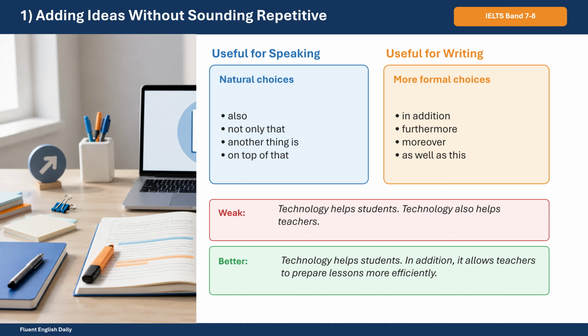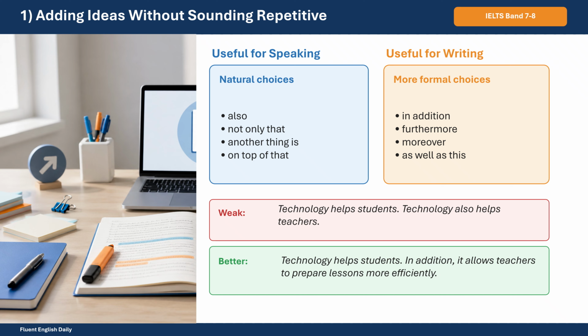In IELTS writing, more formal choices include in addition, furthermore, moreover, and as well as this. However, furthermore and moreover should not be placed in every paragraph. Overusing them can make your writing sound mechanical. Consider this weak example. Technology helps students. Technology also helps teachers. A better version is, technology helps students. In addition, it allows teachers to prepare lessons more efficiently.